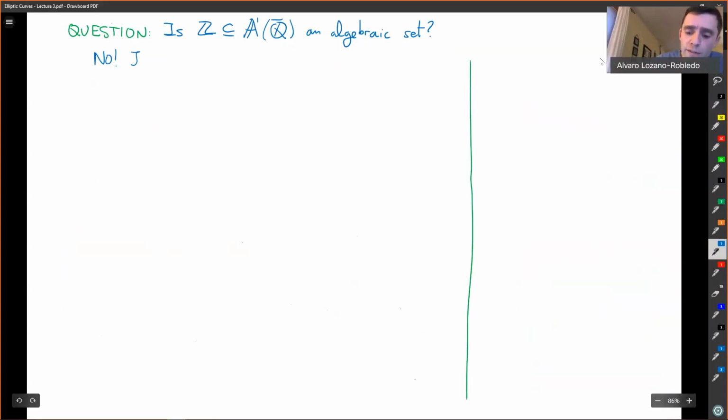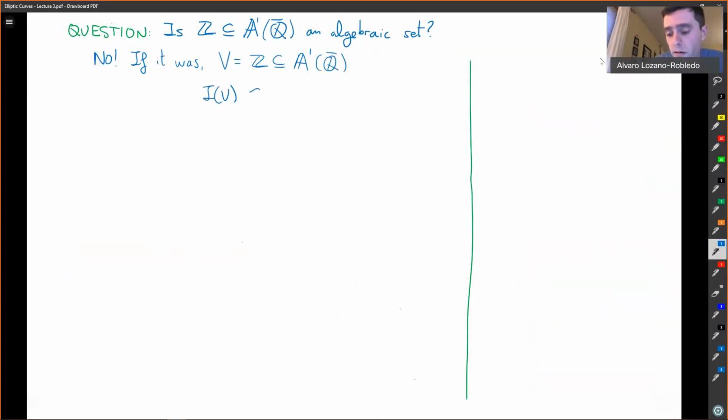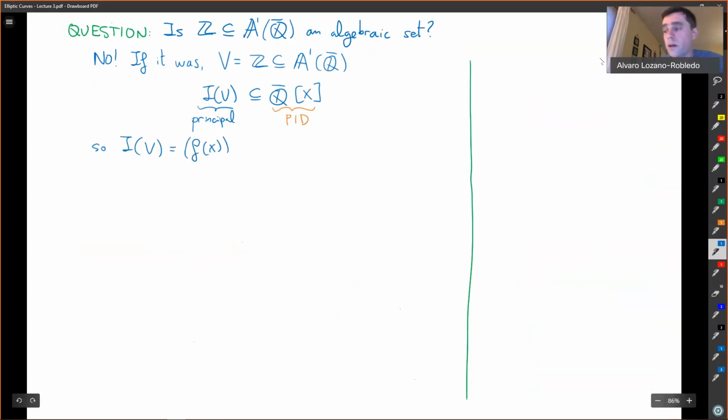So if it was, let V be the integers inside the affine line, and then there would be an ideal in Q bar X, right? But we know that this is a PID, so that tells me that this is a principal ideal. So there is a generator f that satisfies the conditions that it has to vanish at all the points in V.